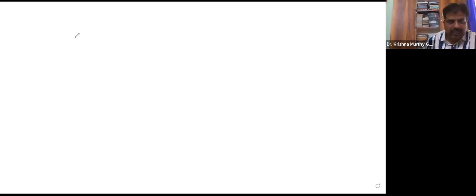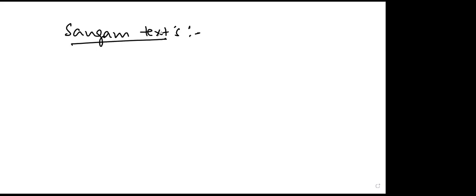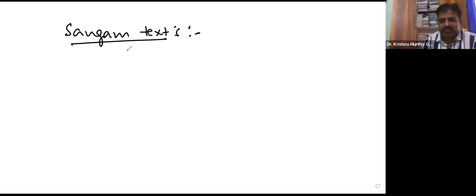Sangam text. Are you aware of the Sangam text? Sir, the earliest known Tamil text, I think. Sangam means what? Academy of the scholars, academy of the learned community, or association of the scholarly community.